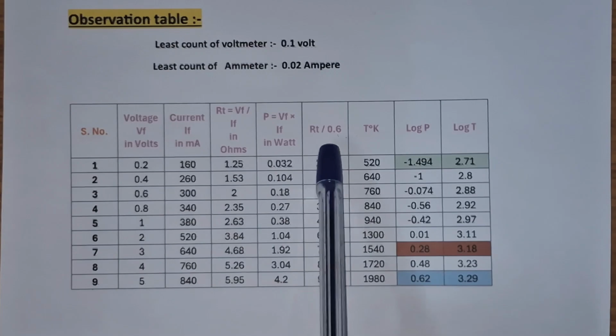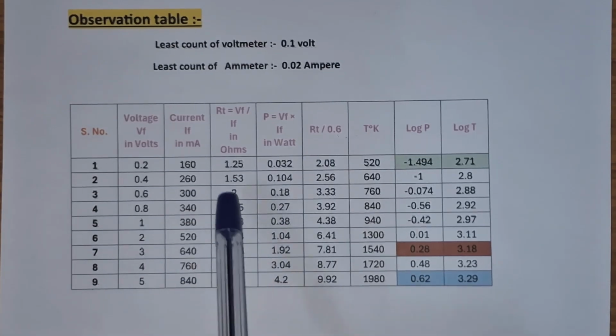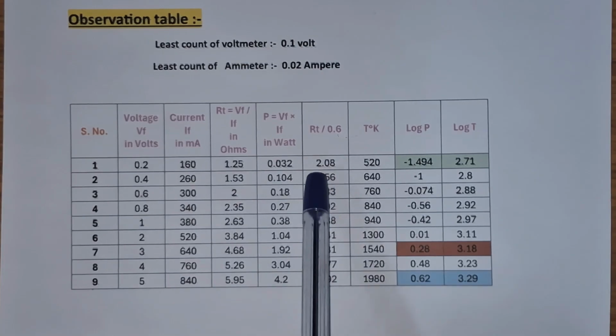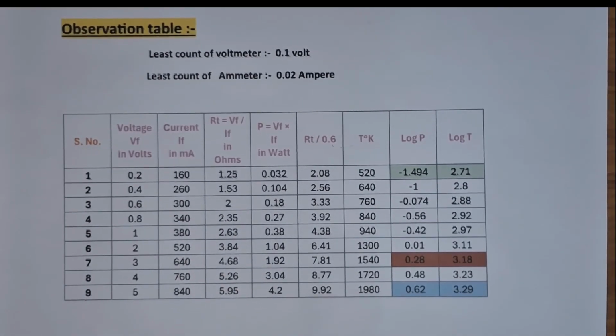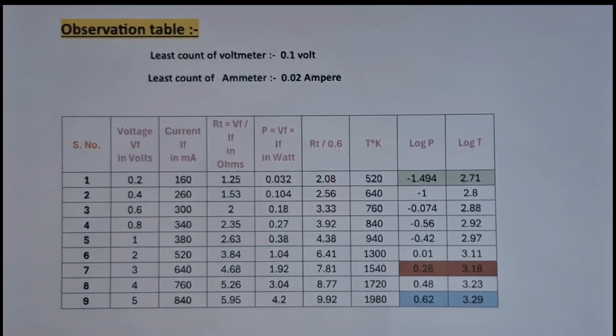Next is RT by R 300, here written RT by 0.6. Then RT is 1.25 divided by 0.6, which is equal to 2.08. 1.53 divided by 0.6 is equal to 2.56. Similarly, we find all the values of RT by 0.6. Next is temperature in degrees Kelvin.